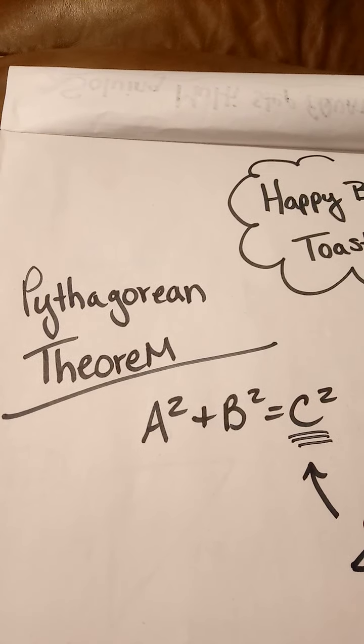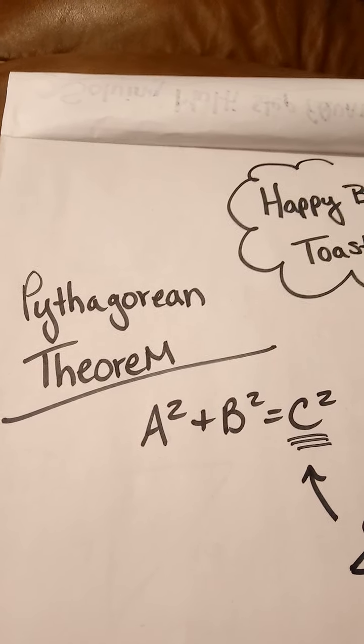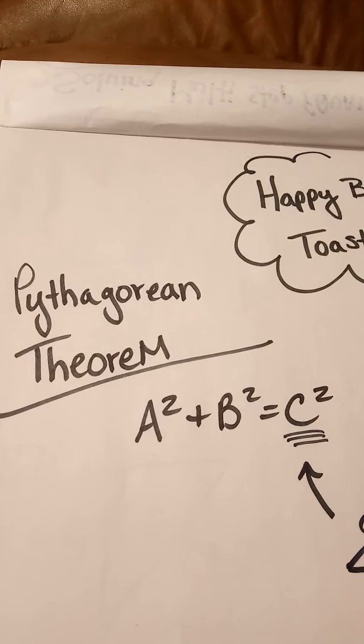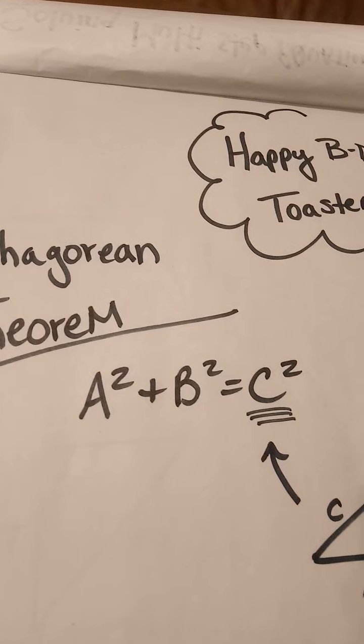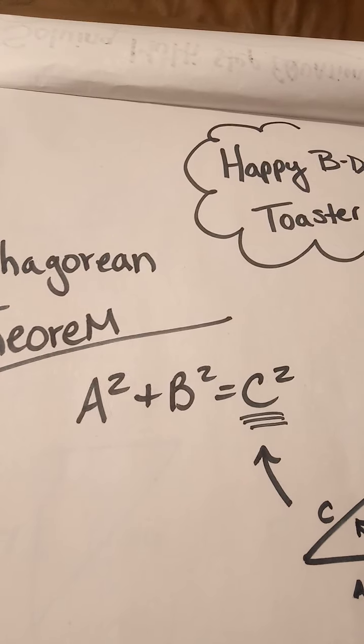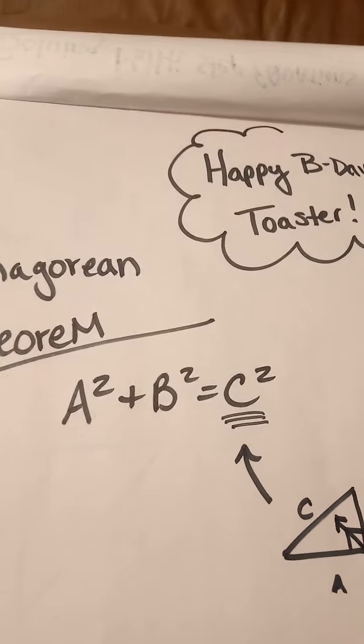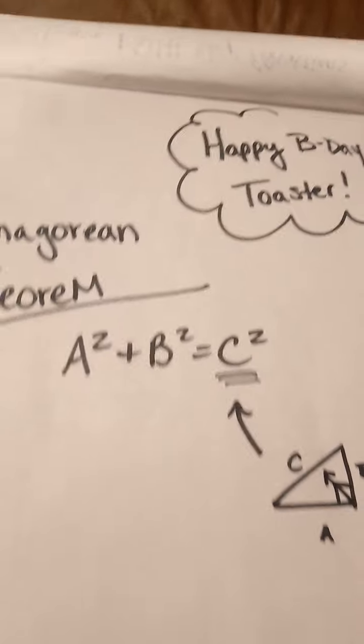Today, Pythagorean theorem. Pythagorean theorem is how to find the missing side of a right triangle. It only applies to right triangles. Our formula is a squared plus b squared equals c squared. C squared is the most important piece of this whole thing. We have to determine where c is.